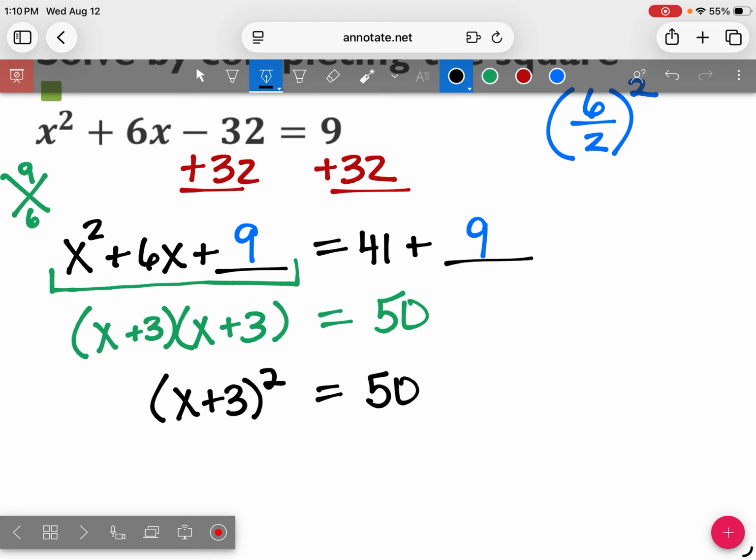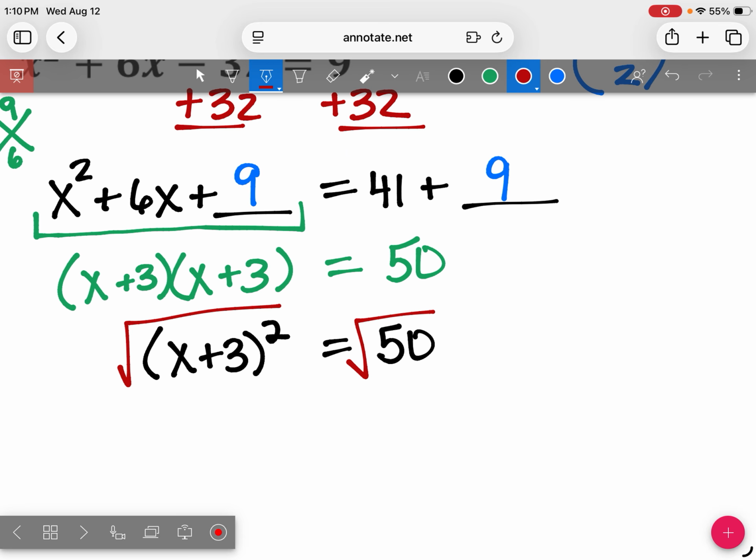Would that just be like you trying to simplify it? Yeah. Okay. Because the next thing I'm going to do is take the square root. Now this time I didn't get a perfect square. The first time we got a perfect square. This time we didn't. So we do have to do some work with that 50. So we have x plus 3 equals.